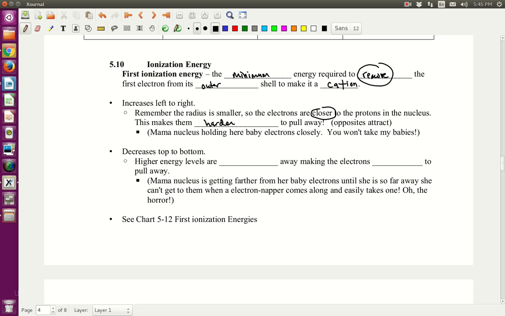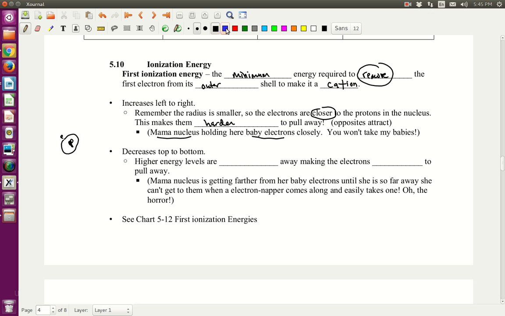Opposites are attracting. Now, we're going to consider the nucleus a mama, okay? And all the electrons are babies. So, baby electrons, mama nucleus. And the mama nucleus won't let you take her baby. So think about it like this. Here's mama nucleus in the middle, and she has a bunch of protons, and she has an electron really close to her.